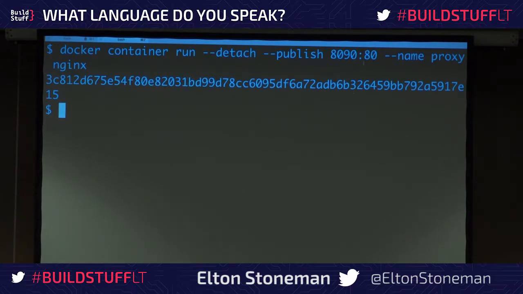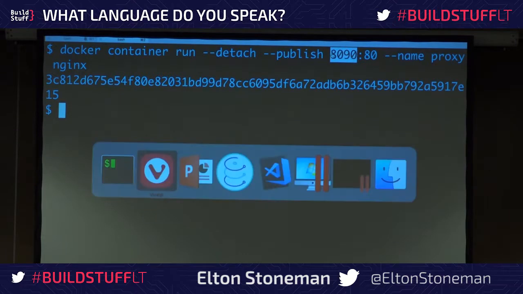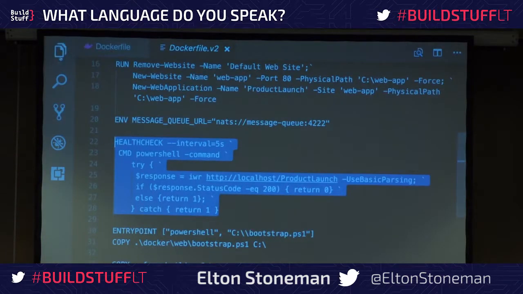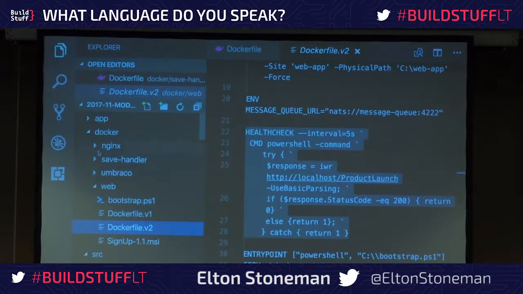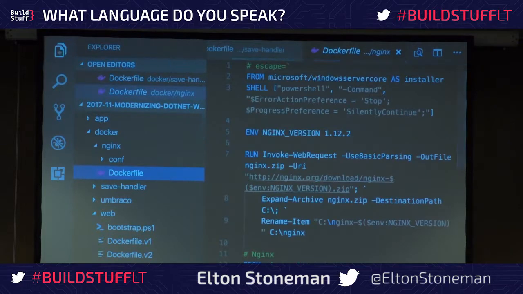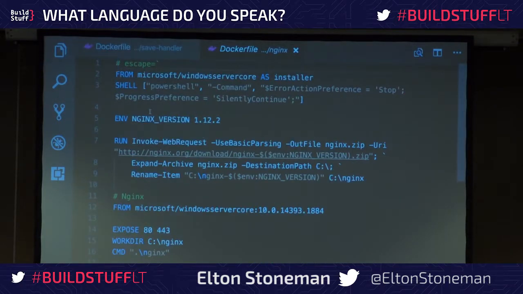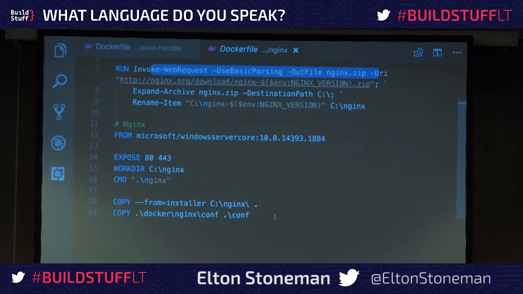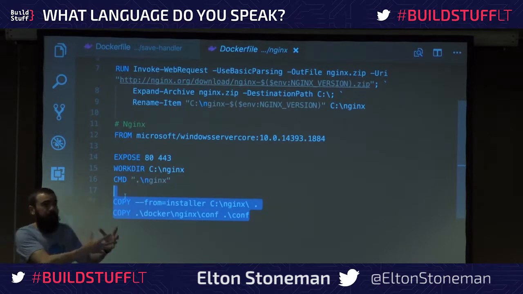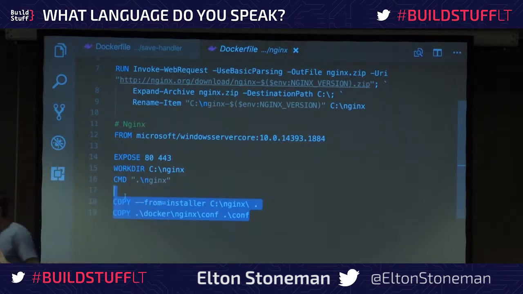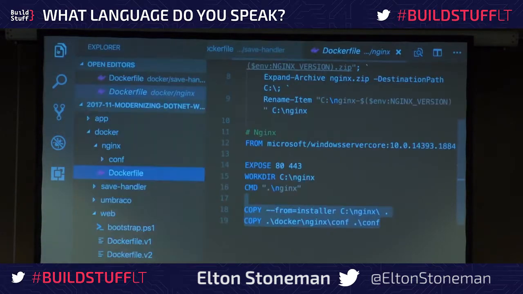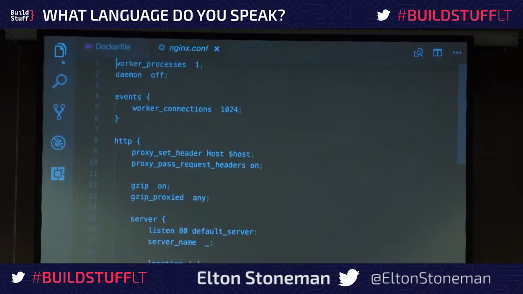Okay, so now I've got my proxy running. Let me show you what that looks like. In my proxy, the Dockerfile is similar to what I've described. I download the zip file to deploy Nginx, and then I copy in my configuration. My configuration is going to tell the proxy where to route traffic. And if you're not familiar with Nginx, like a third of the internet runs on it. It's a fantastic product, and actually, it's pretty simple to use.